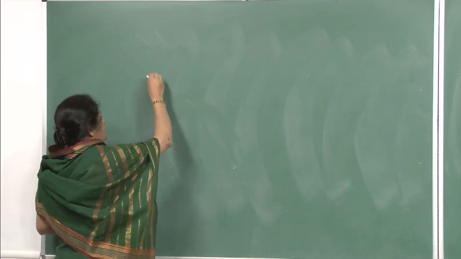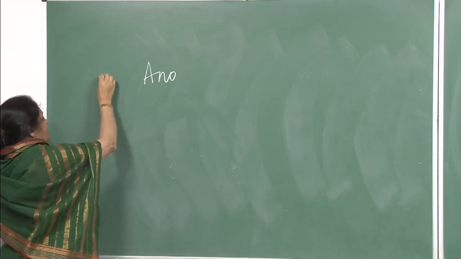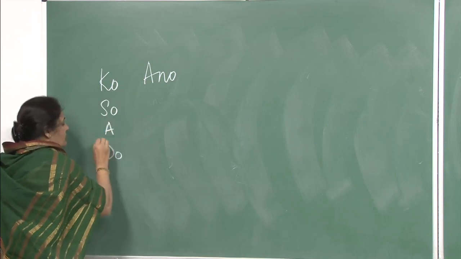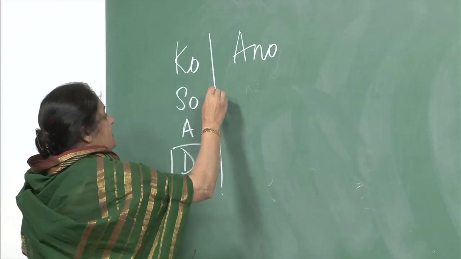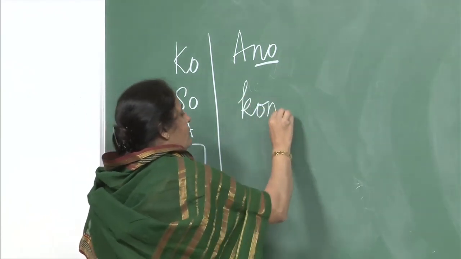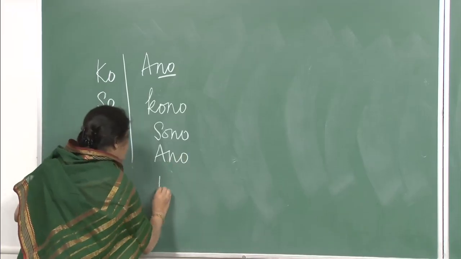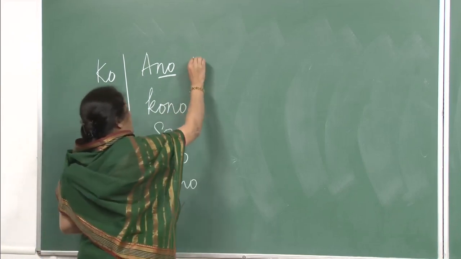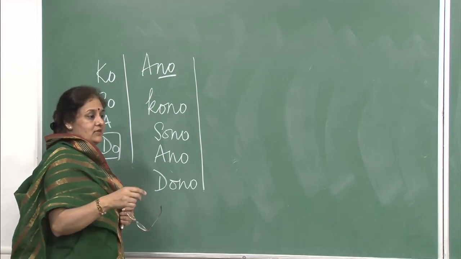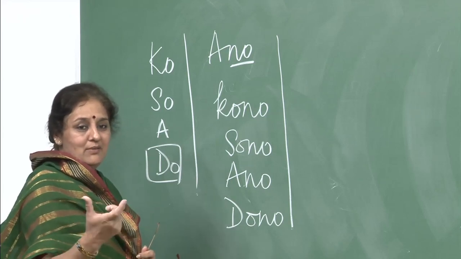Now, this word ano was there in our conversation. So, this is again from the series of ko, so, a and do. We just need to add no over here and it becomes kono, sono, ano and dono. Now, when you are saying kono, what you are actually doing is you are pointing at the object and also naming the object.